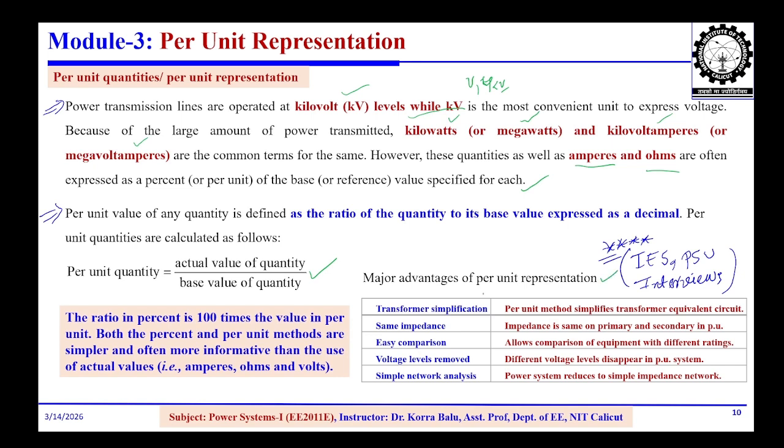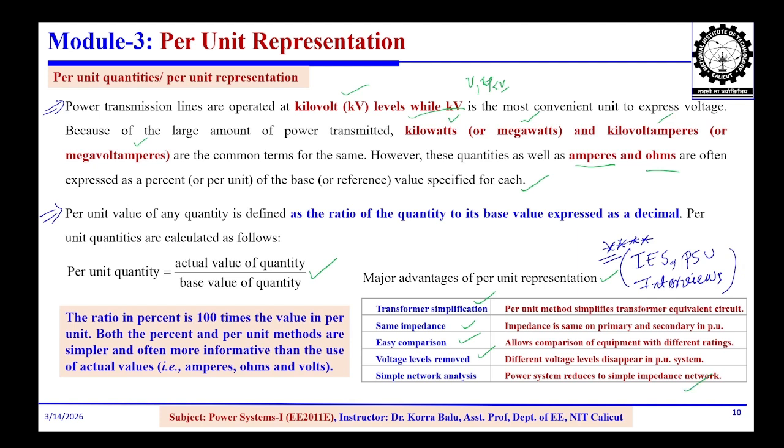Then we'll discuss the major advantages of per unit representation in the power system. First, we will see the transformer simplifications. This is very important, where we can represent the primary impedance and the secondary impedance in per unit of the transformer, and both are the same. In the transformer simplifications we have the same impedance, easy comparisons, different voltage levels we can remove, and simple network analysis. We can go for a simple common base. We'll choose one common base and do the analysis.